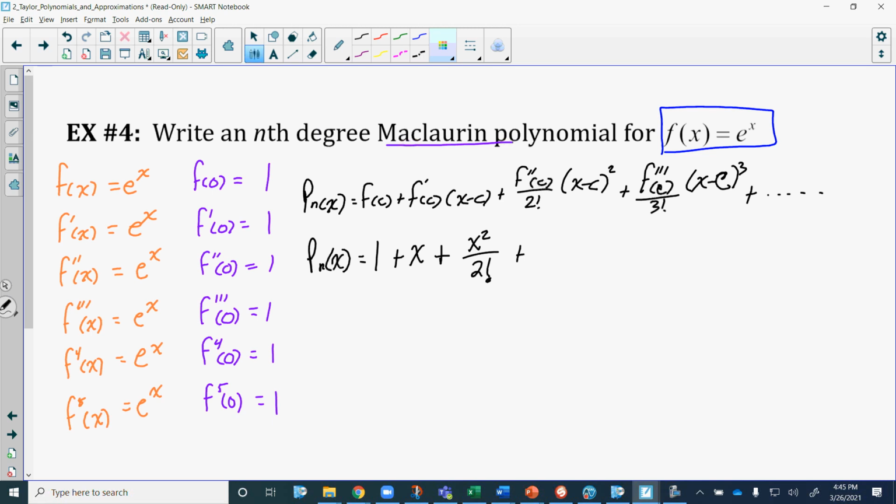And then we're going to wind up with the next one. 1 over 3 factorial times x minus 0 cubed would be x cubed over 3 factorial. And you can see that it's just going to follow that pattern: x to the 4th power over 4 factorial plus x to the 5th power over 5 factorial, and so on. So in this case, the way that I would express the nth term, I would just say x to the power of n over n factorial.